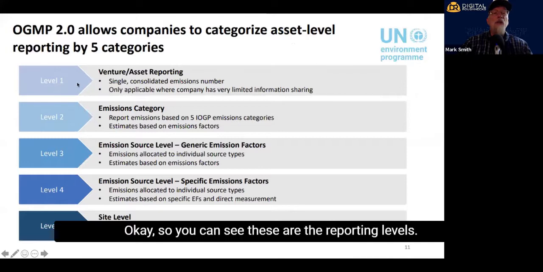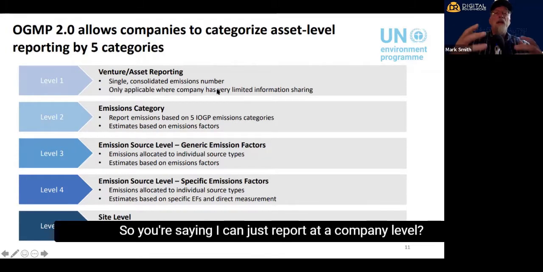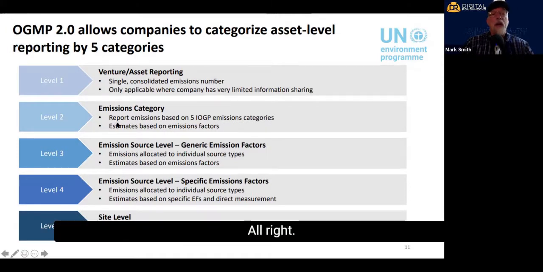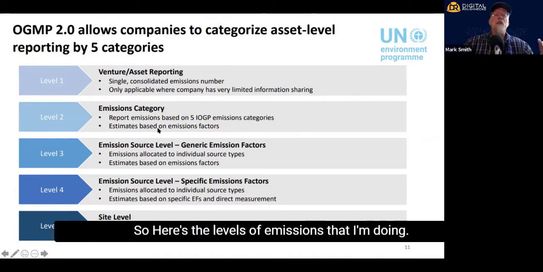Okay, so you can see these are the reporting levels. Level 1 is venture asset reporting. So you're saying, hey, I can just report at a company level. Okay. All right. Level 2, emissions category. So here's the levels of emissions that I'm doing. Let's get into 3, 4, 5.